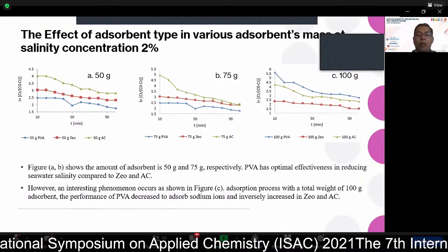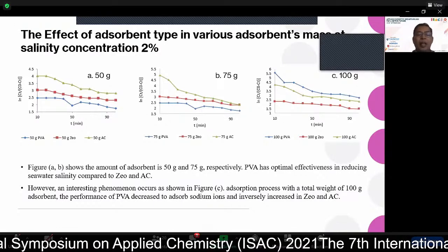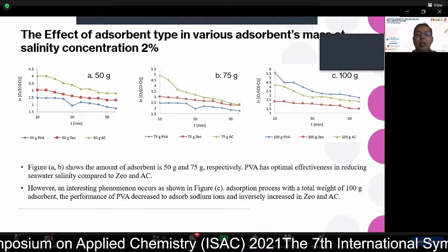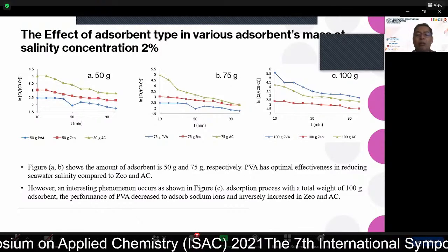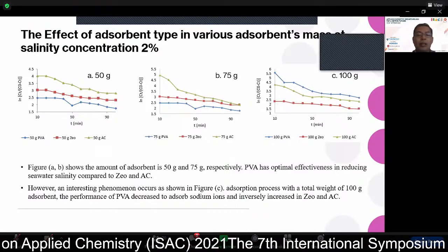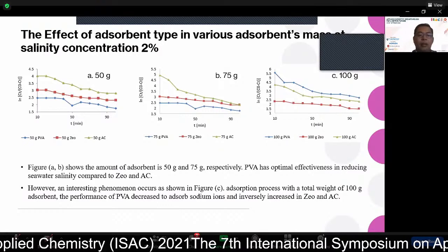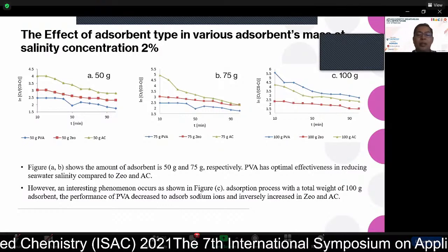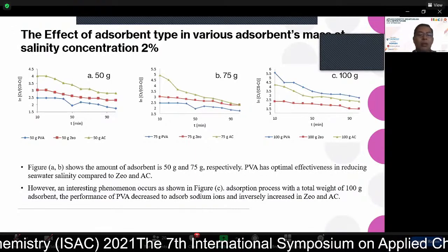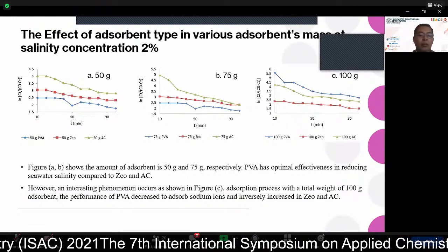According to the physicochemical properties, the hydroxyl number of PVA is higher than zeolite and activated carbon. This indicates that the hydroxyl groups on the surface of PVA are more reactive than those of zeolite and activated carbon. So the PVA surface, which has hydroxyl groups, plays a role in the adsorption of sodium ions in seawater.